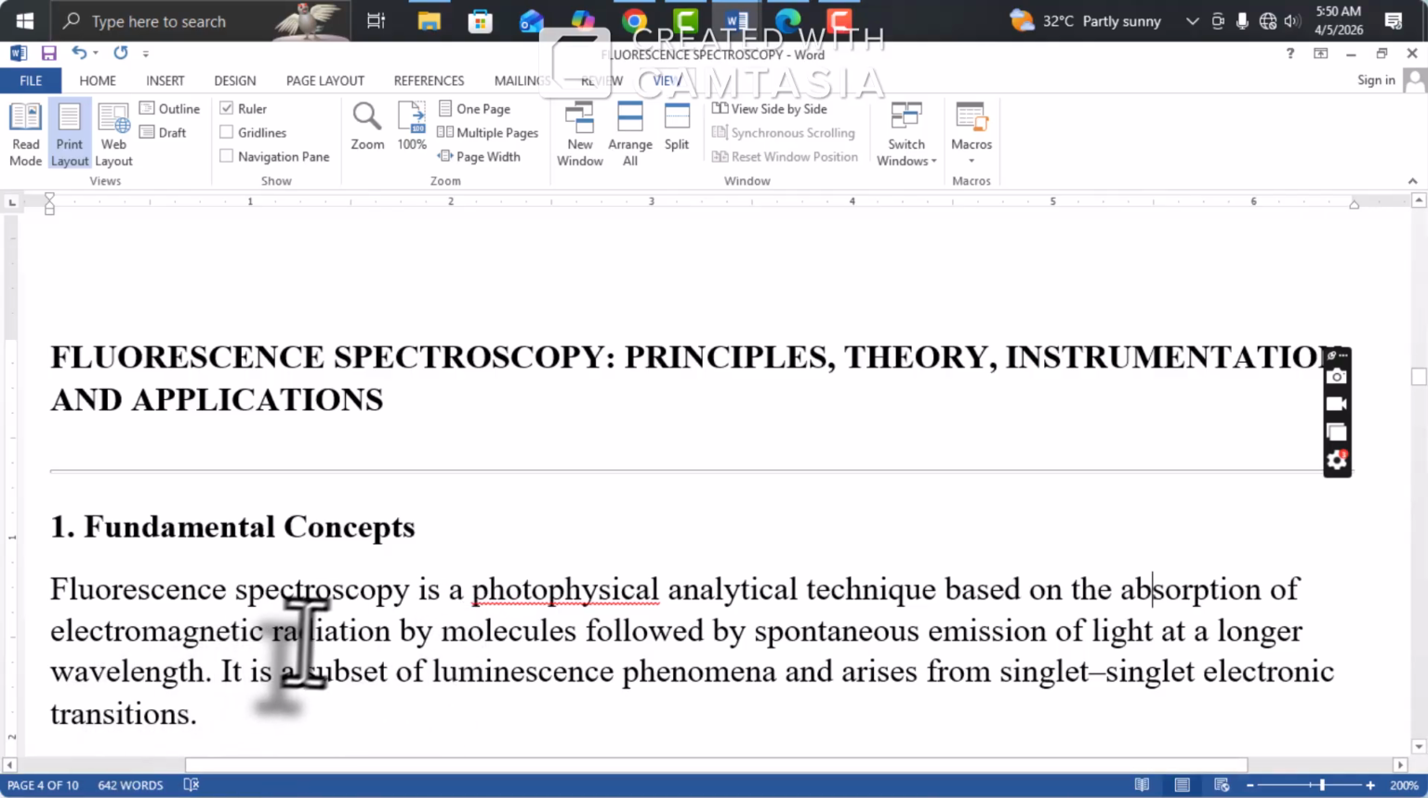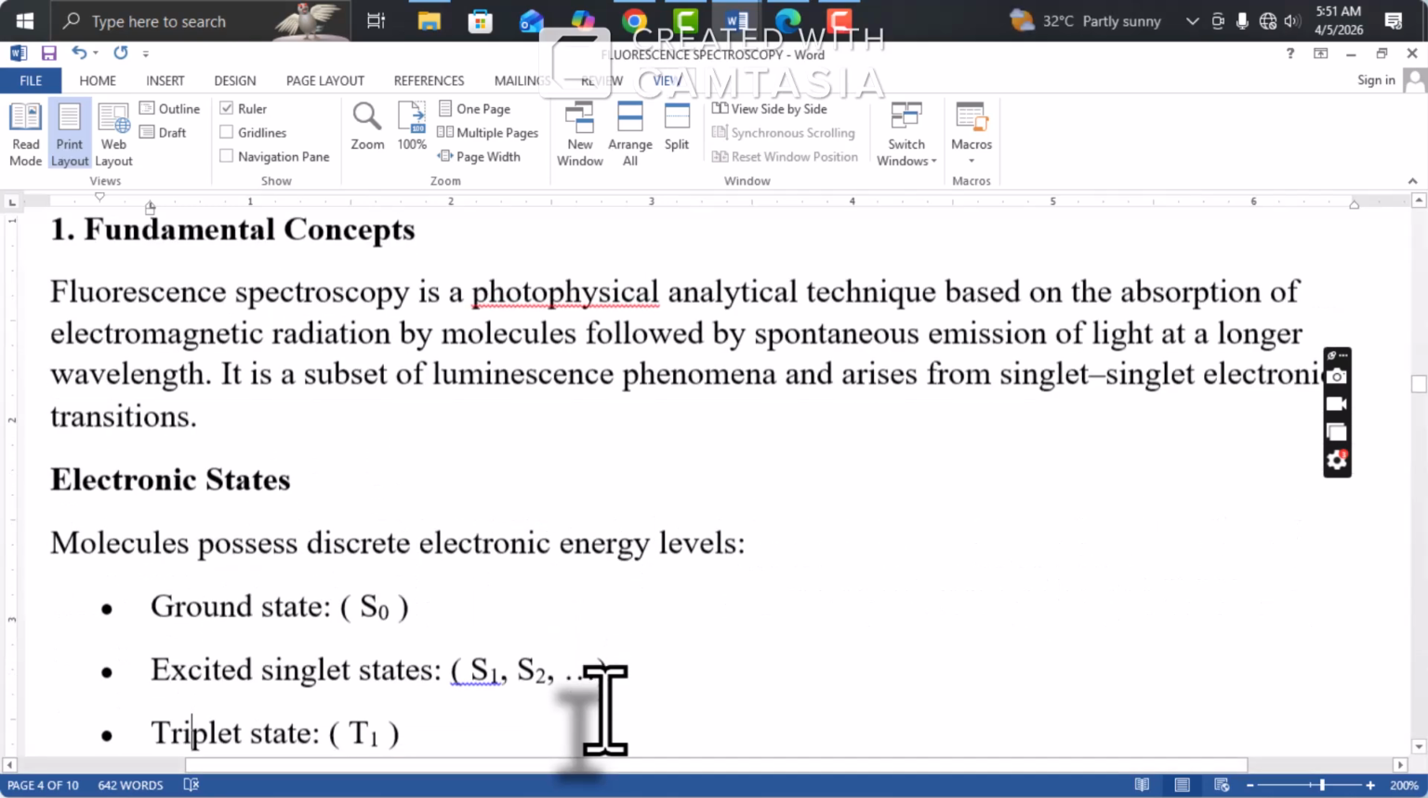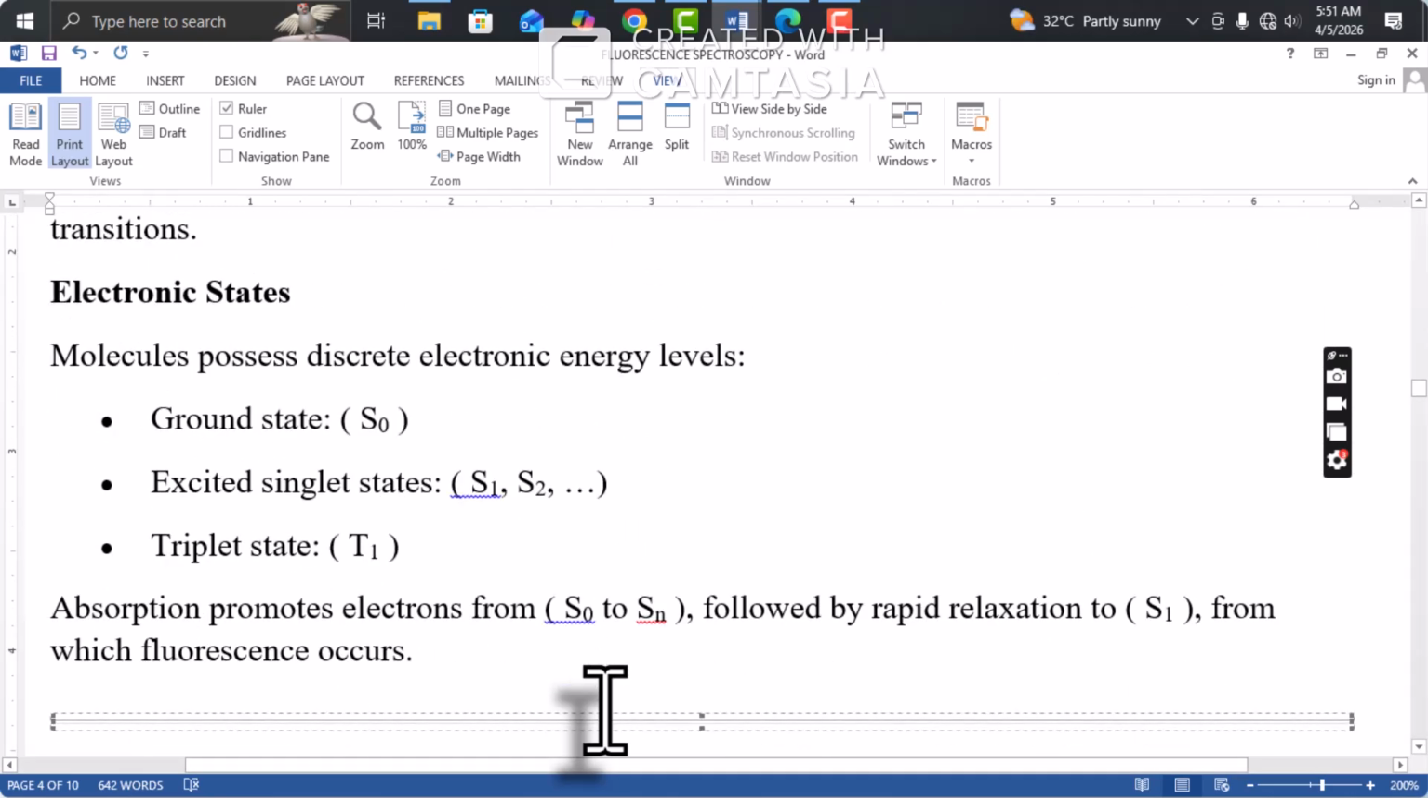Now, this is a subset of luminescence phenomena and arises from singlet electronic transition. We are going to look at that shortly. But yes, it is a subset of luminescence phenomena. So luminescence, we normally categorize into fluorescence and phosphorescence, as I've talked about, and I've distinguished between fluorescence and phosphorescence.